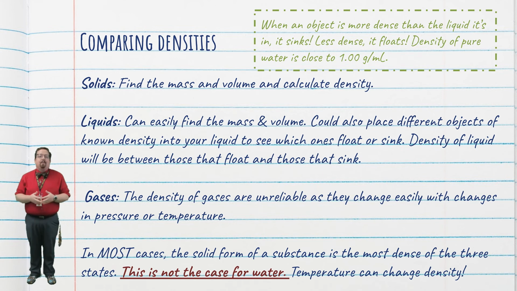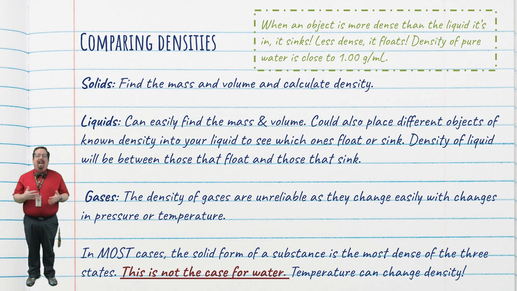You could also place objects of varying densities in the liquid to see which ones sink or float. The density of the liquid would be somewhere between the least dense object that sinks and the most dense object that floats. As a side note, you may also remember that when you place an object in liquid, it will float if its density is smaller than the density of the liquid. And if its density is larger than that of the liquid, it will sink. We often use water for this particular experiment, which in most cases has a density of 1 gram per milliliter, or 1 gram per centimeter cubed.